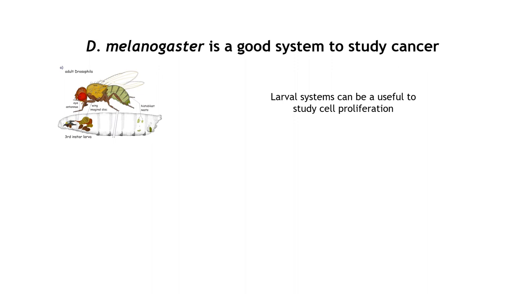Fruit flies are a great system to study cancer, and I told you before, almost 100 years ago, imagine that this is a larva, not a very pretty larva. The normal larva, the wild type, looked like this, and somebody found a mutant almost 100 years ago that was a super chubby larva.